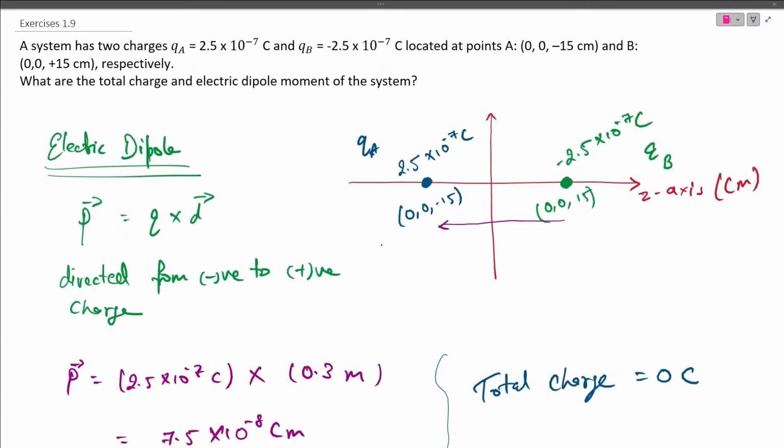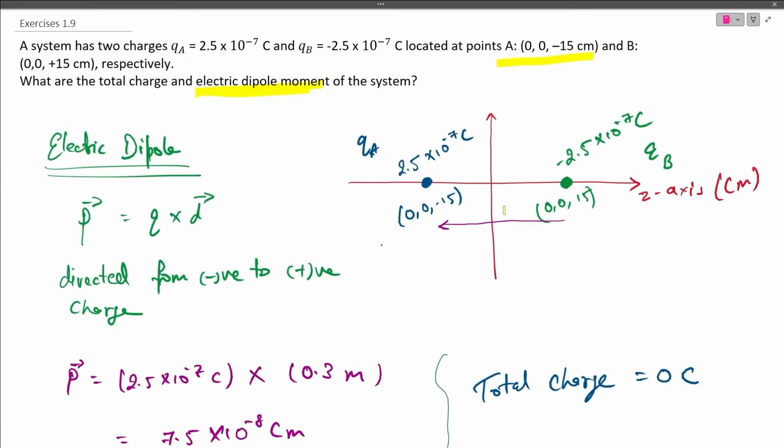So we can clearly see that the charges are of equal magnitude and opposite sign, separated by a distance of 30 centimeter, from (0, 0, -15 cm) to (0, 0, +15 cm) on the z-axis. So this is a case of electric dipole. Now we have to find out the total charge and the electric dipole moment of this system. So this is the pictorial representation of the question that is given.